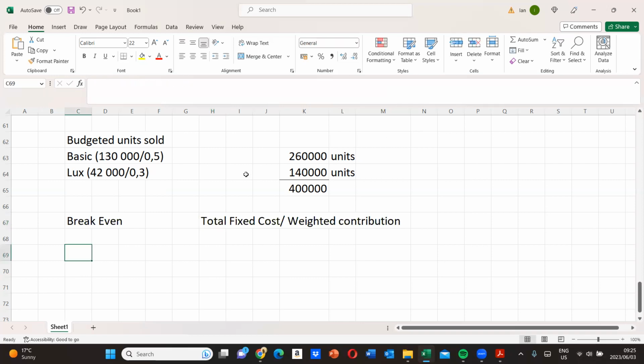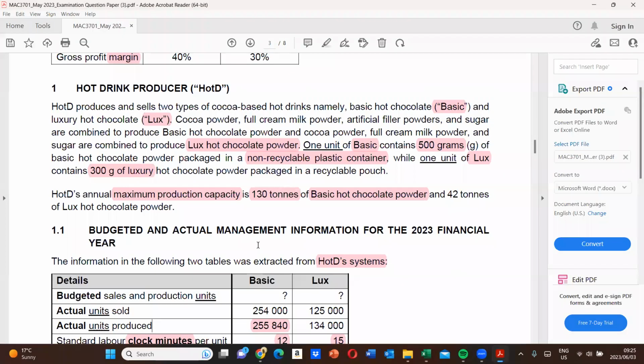So the next step that we need to do is the contribution per unit calculation. Let's work with the easy one. Let's calculate total fixed cost. If it's not given, it's important that we work out our total fixed cost. In regards to the question, what do we have as our total fixed cost?